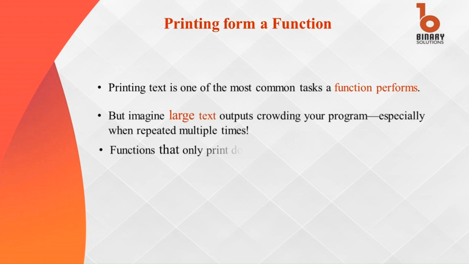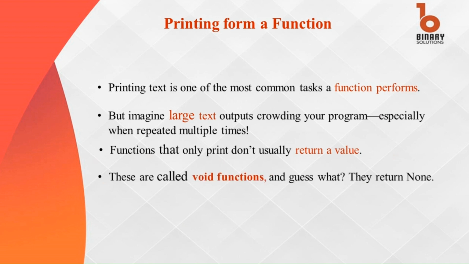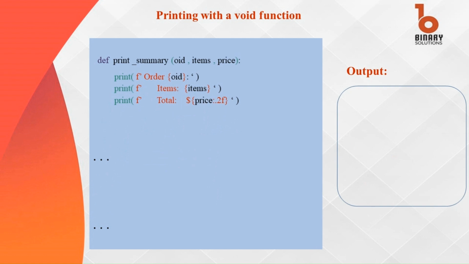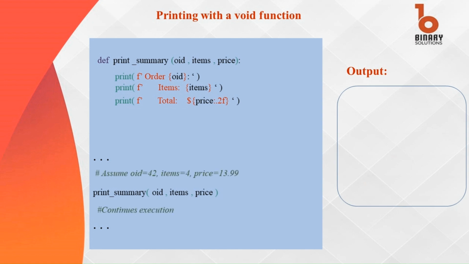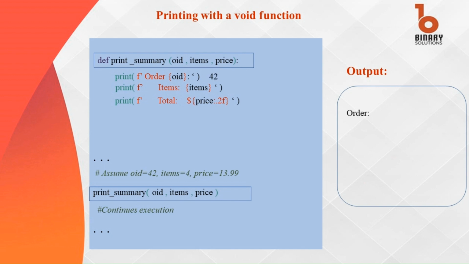A dedicated print function streamlines text output, keeping the main program clean and organized. For example, you can define a function like print summary to format and print specific information. The main program simply calls this function whenever needed, passing the required parameters. The function then executes, prints the formatted output, and completes its task by returning control back to the main program. This approach not only simplifies the structure of your code, but also makes it more modular and easier to maintain.